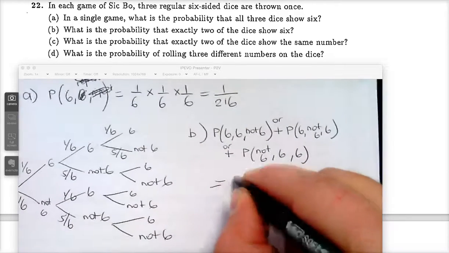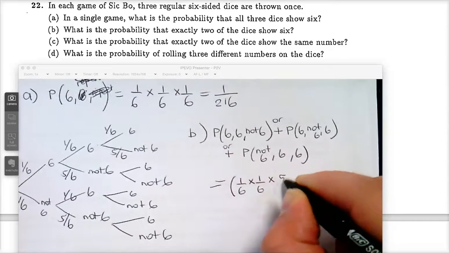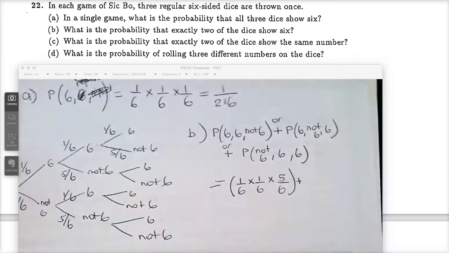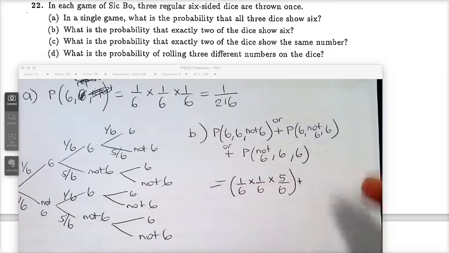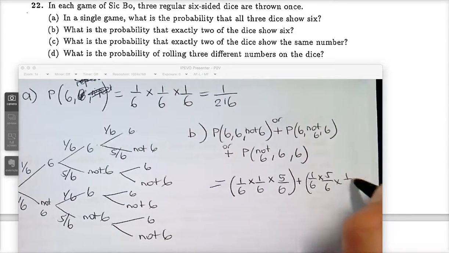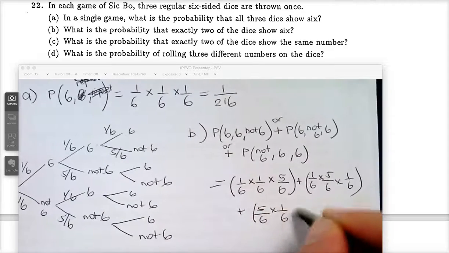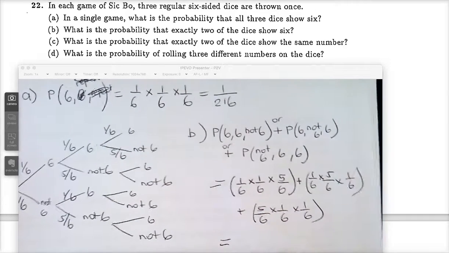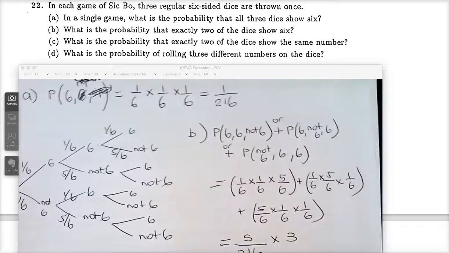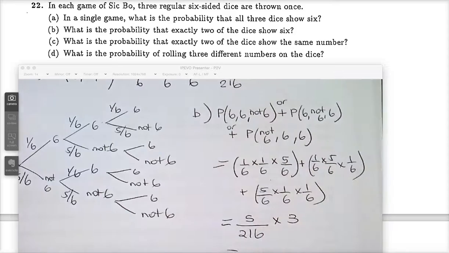So therefore, what are those probabilities? A 6 times a 6 times 5/6. Aren't the others all going to be the same? You'll get the same. Look, 1/6 times 5/6 times 1/6, plus 5/6 times 1/6 times 1/6. In other words, it's 5 out of 216 times 3. Because I get 5 out of 216 plus 5 out of 216 plus 5 out of 216.